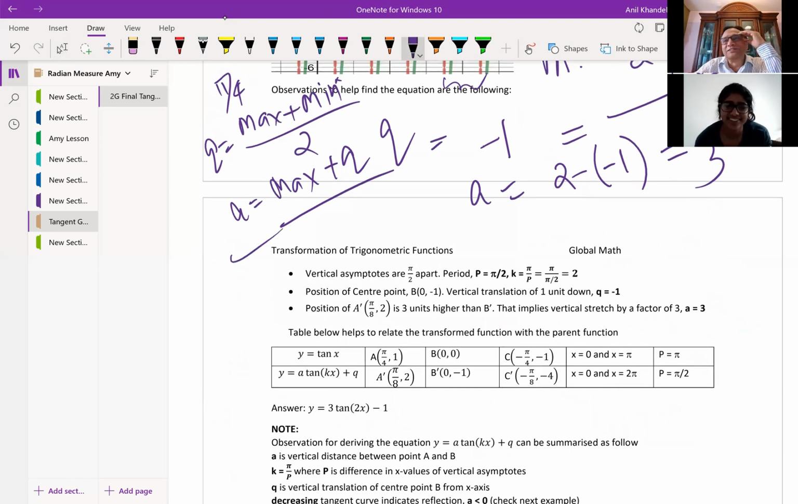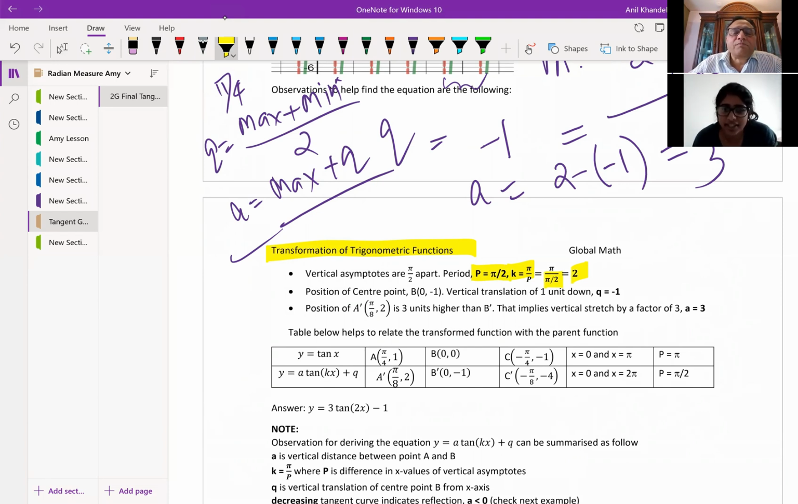Can you please read this? Okay, so transformation of trigonometric functions. The vertical asymptotes are pi by 2 apart. The period is p equals pi over 2, and k is pi over p, and that equals pi over pi over 2, which is 2.